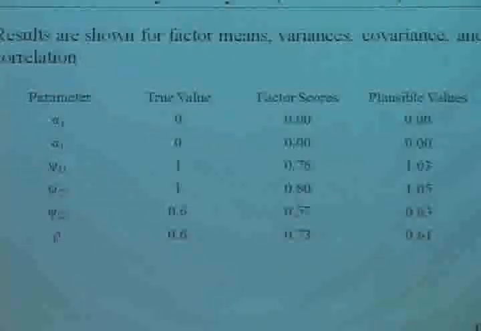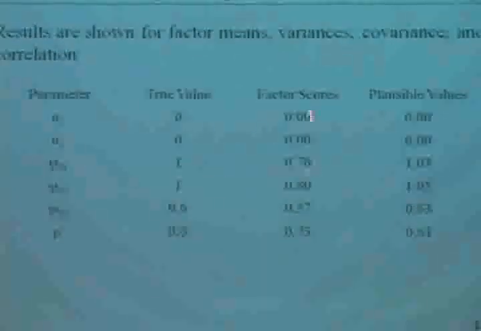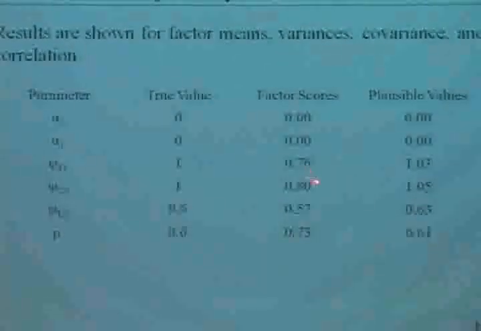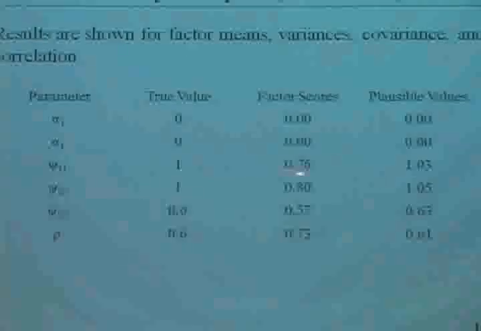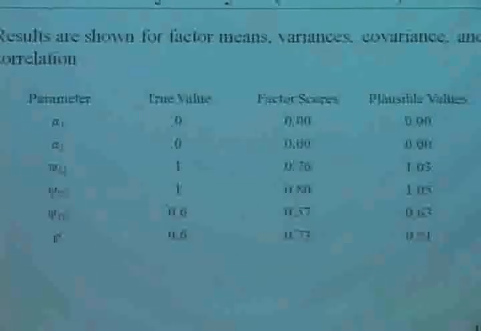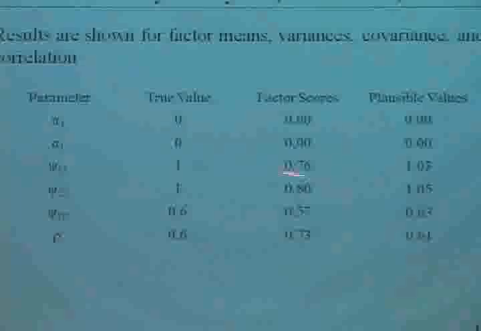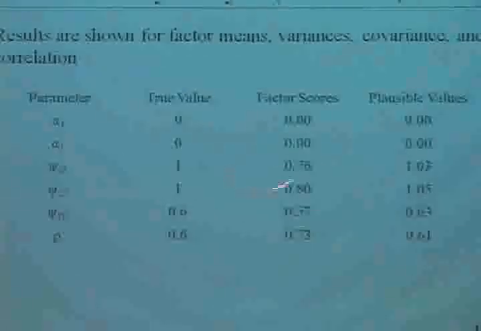So if you actually use the ML factor scores, the true variance value for the factor score is 1. When you actually compute the sample variance of these factor scores, it's underestimated by a lot. So the true value is 1. Here, if you compute the sample variance of the ML factor scores, you get 0.76. So that means that ML factor scores are not a good representative for the population. They underestimate the variance by a lot. On the other hand, the plausible values are pretty much on the mark.